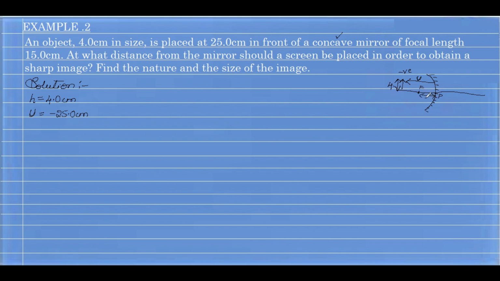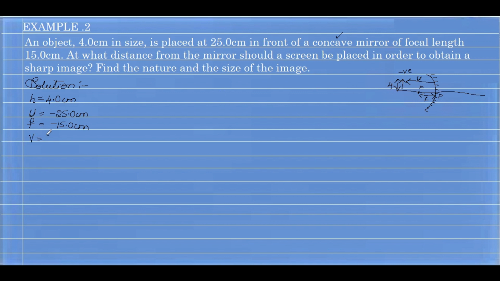So this is focal length, which is again on the left hand side. So focal length is also negative. Okay, so that is minus 15.0 centimeter. So at what distance from the mirror should a screen be placed in order to obtain a sharp image? They are asking at what distance the screen should be placed so that we get a clear image. So they are asking the image distance.